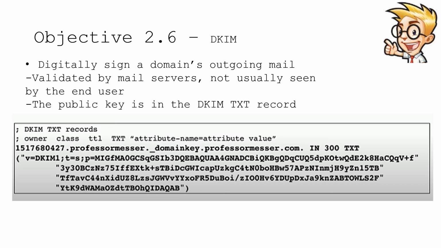We can even take this email security one step further and provide digital signatures that we can associate with outgoing mail. We do this through the use of a DKIM text record, or domain keys identified mail. This is going to be validated by the mail servers as that message is traversing through the network, and the public key associated with this digital signature is added to a text record in the DNS server.